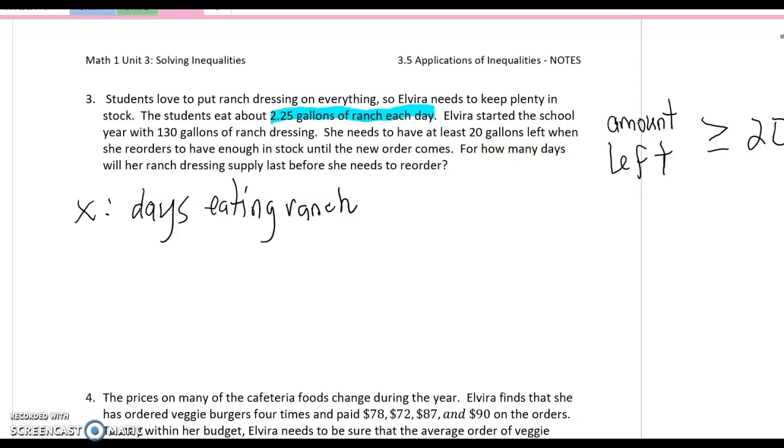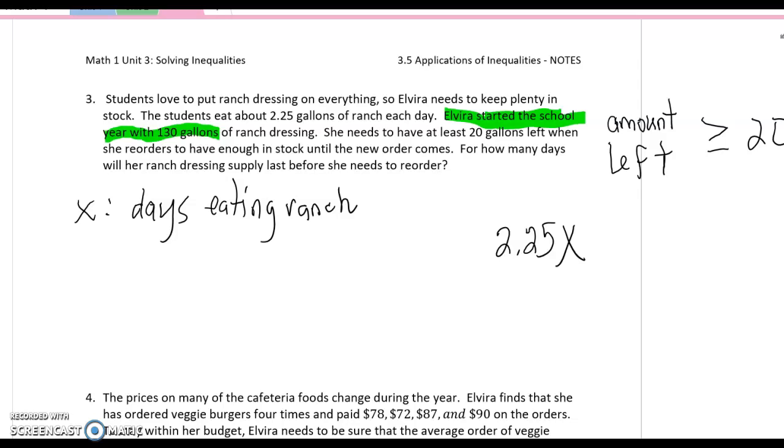Next, we're going to focus on that part of the word problem that says 2.25 gallons of ranch are eaten per day. Each day is 2.25 gallons. So we're going to multiply. We get 2.25 times x. So that's going to represent how much ranch was eaten.